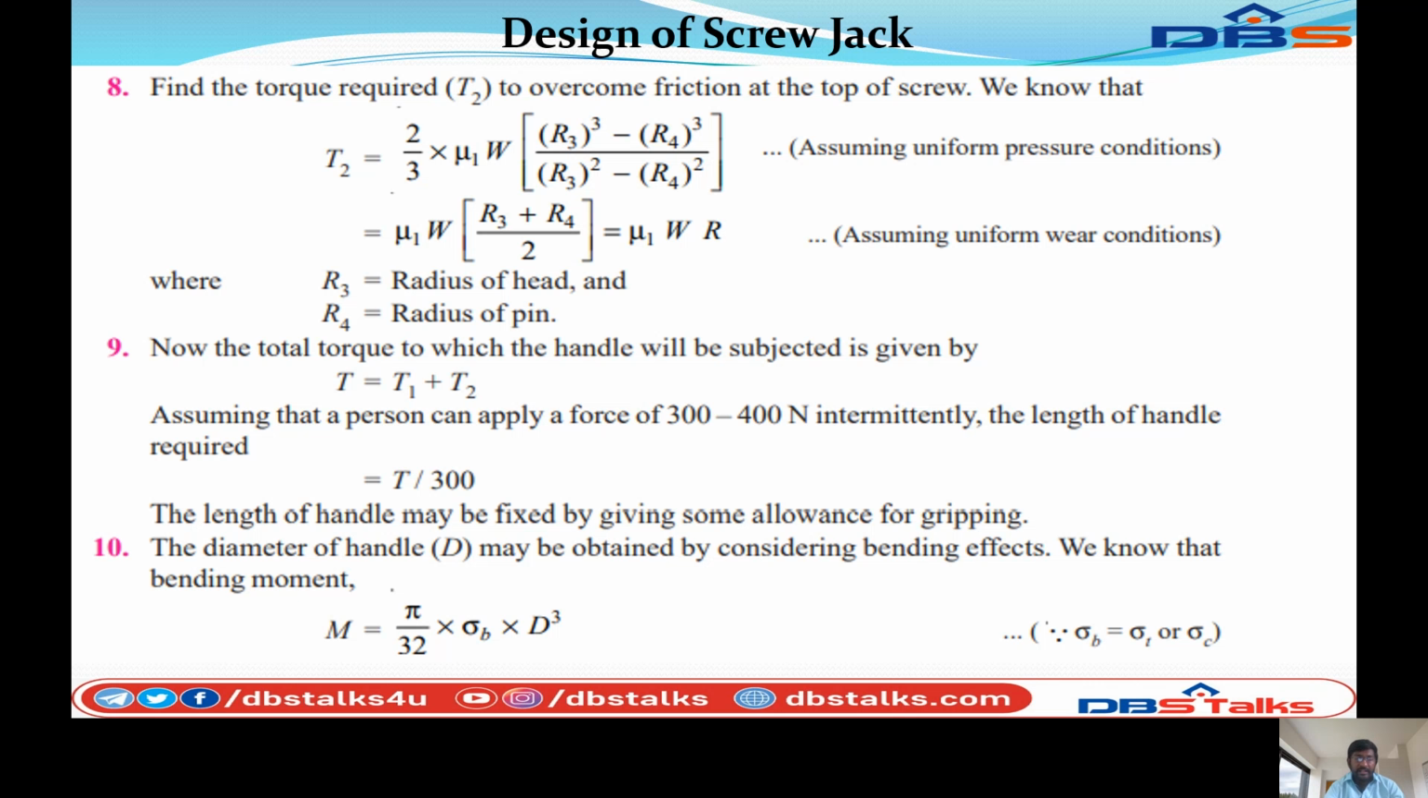Next, we can calculate the diameter of the handle. The diameter of the handle, capital D, may be obtained by considering the bending effects. So we know that the bending moment M is equal to pi by 32 into sigma b into d cube, where sigma b is sigma t or sigma c. Substituting, M is equal to pi by 32 into sigma b into d cube.